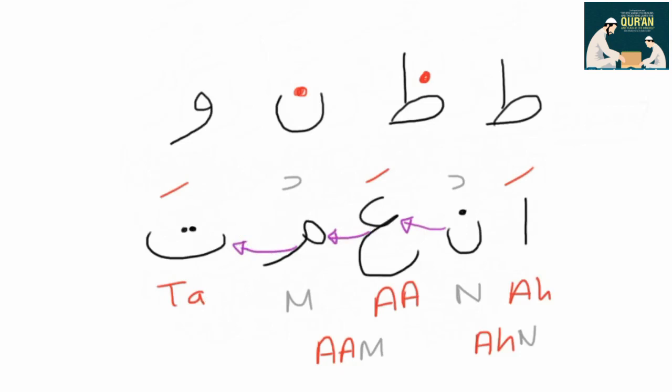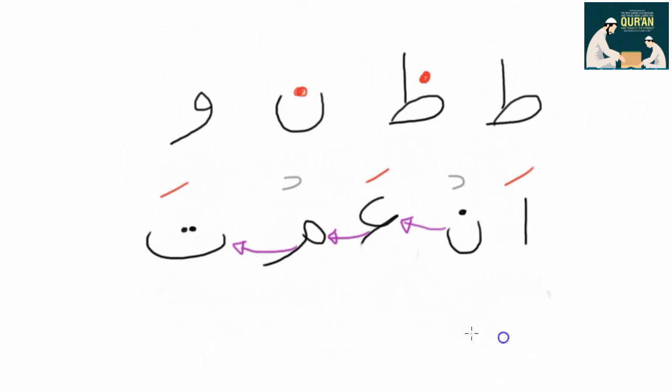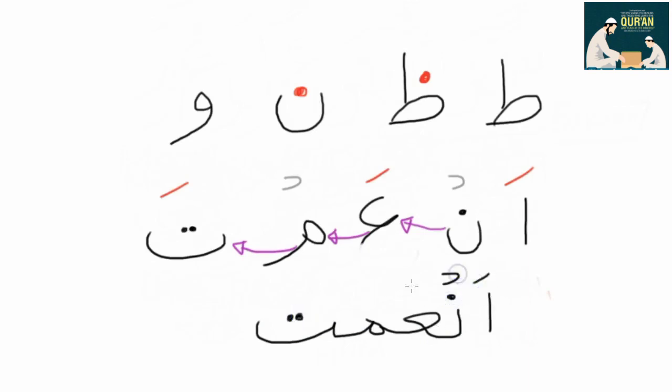An, am, ta. So when you write them, remember, the noon is going to join with the ayn. So you cut off the tail of the ayn. The meem is going to join with the ta. So you merge it together. You can have a go at writing this as well at home. It should come out something like this. Okay, so that looks a bit different from the original letters, because Arabic, remember, is different from English. We have to merge. So an'amta.